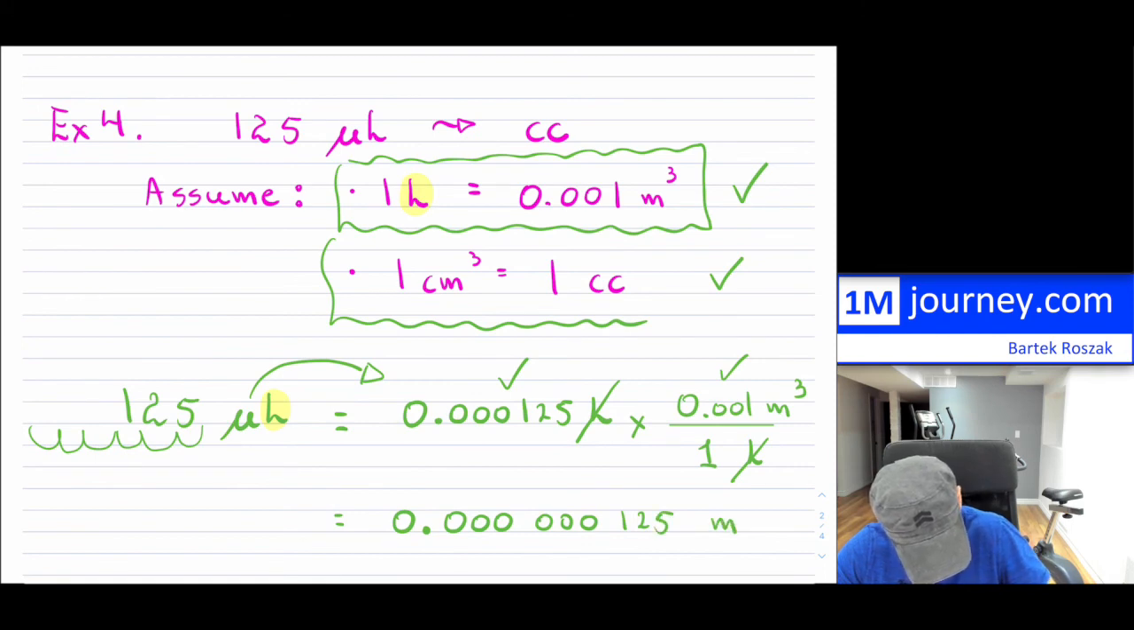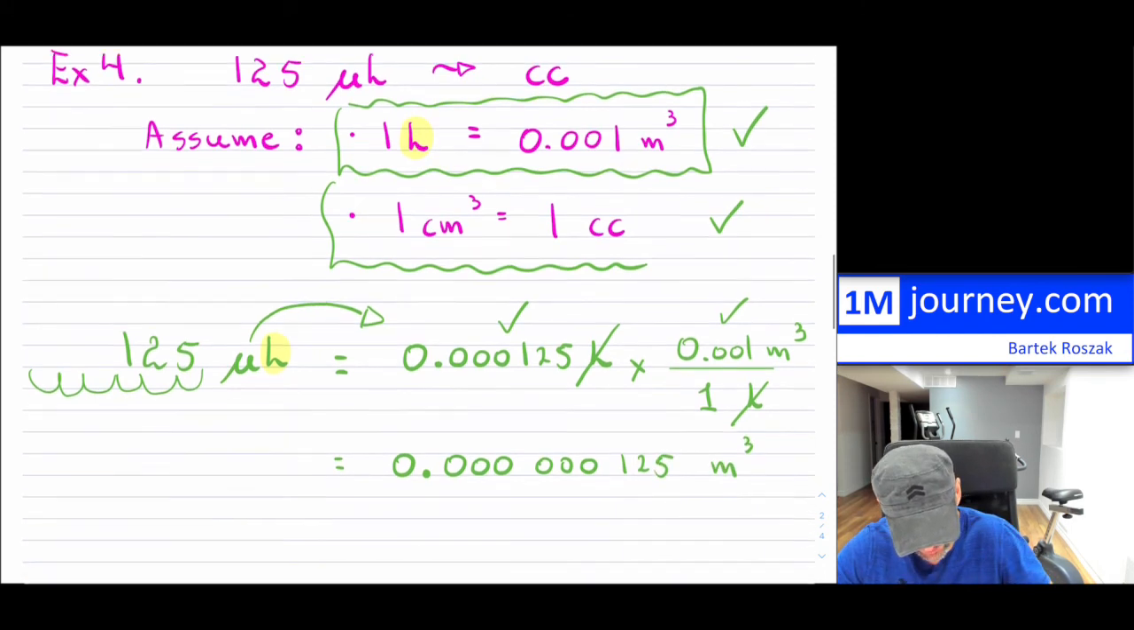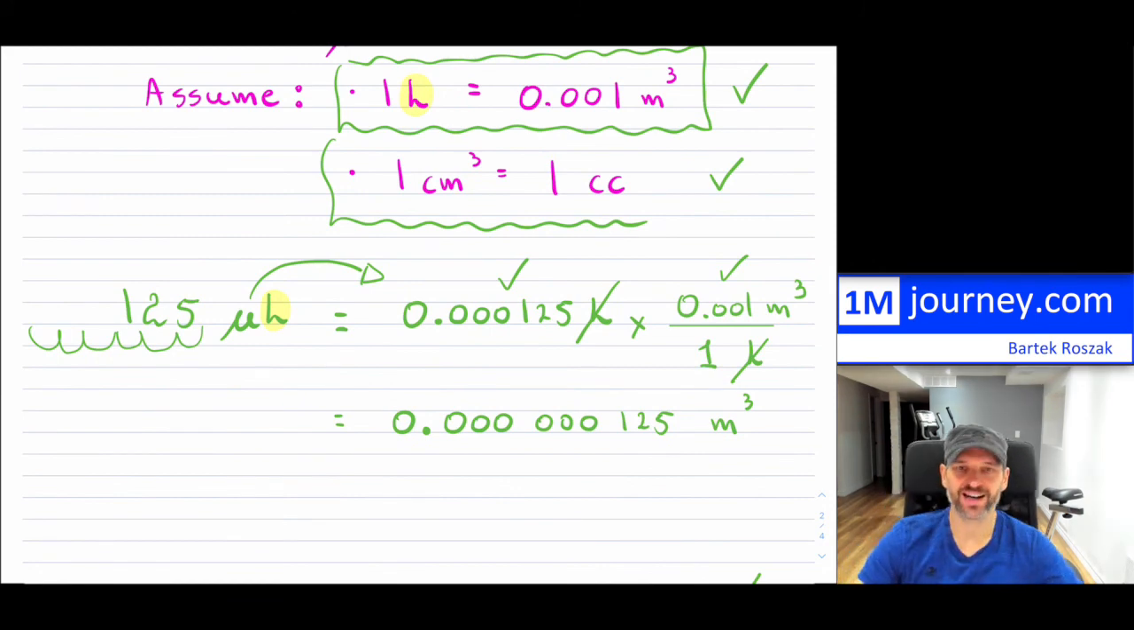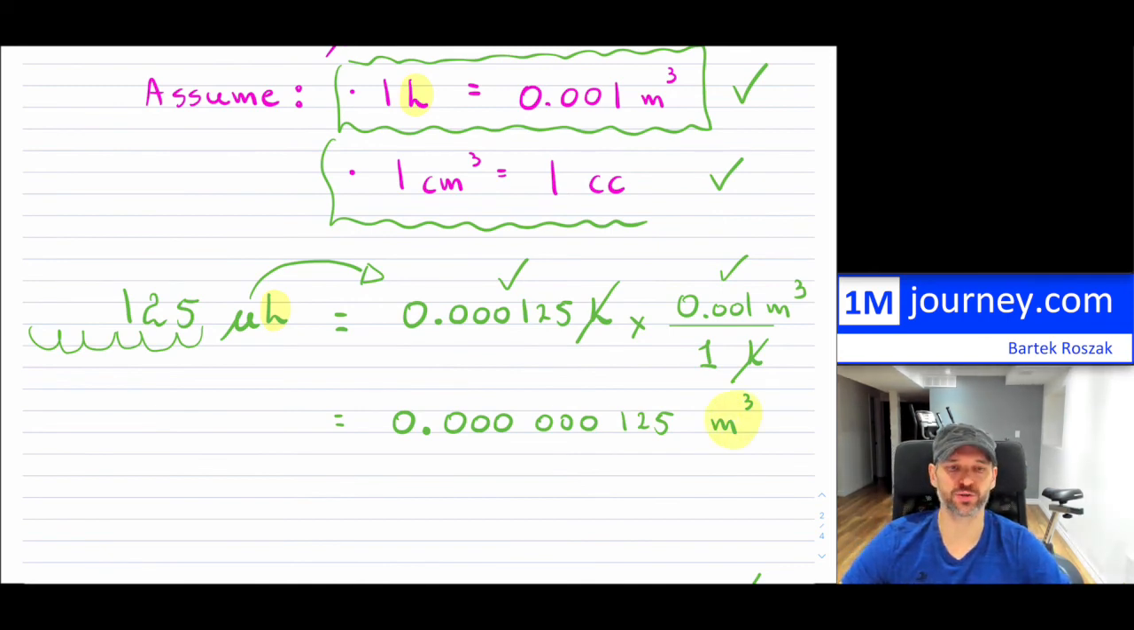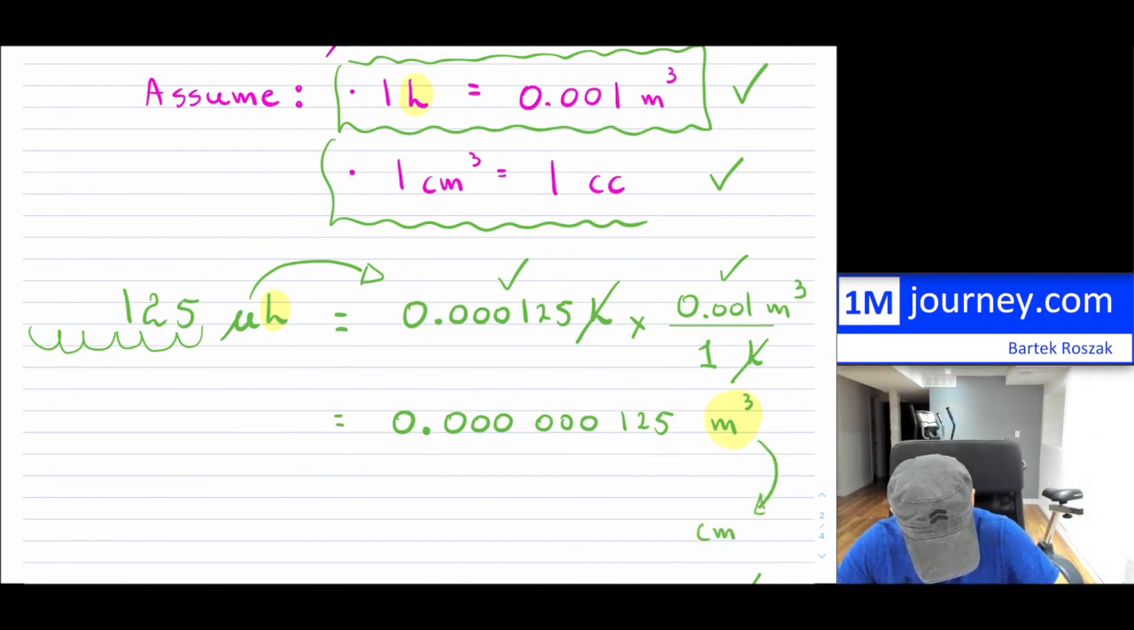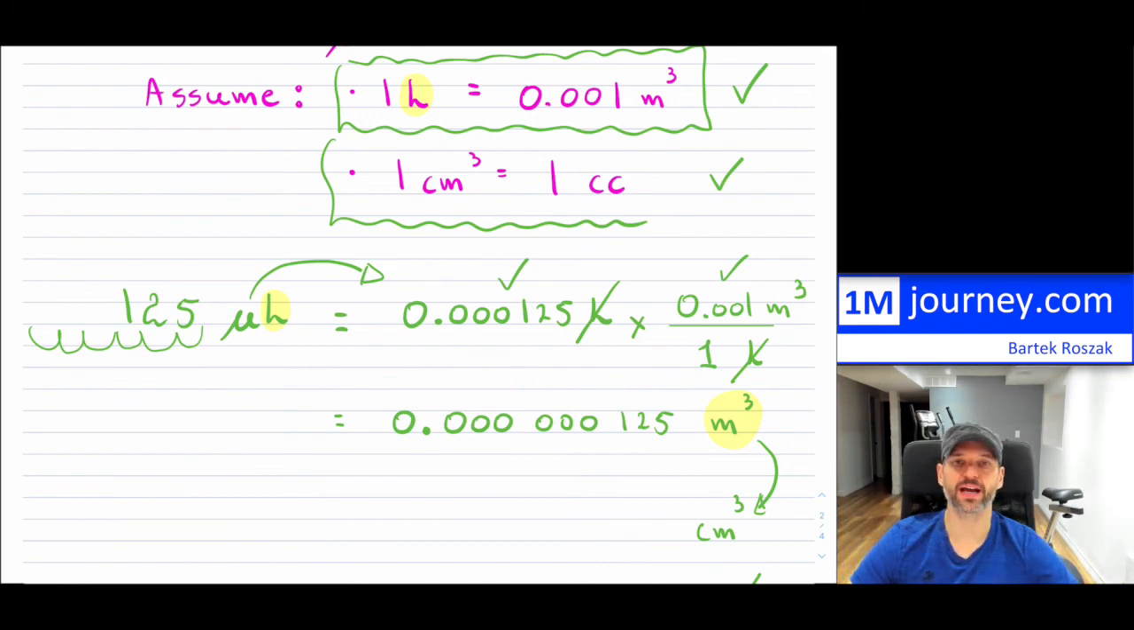If you don't trust me, you can look it up. You can also change it back to scientific notation if you want to, so you don't have to carry all of these decimal places. That's up to you. But now changing it back to centimeters cubed. Well, right now, what do I have it in? I have it in meters cubed. And I want to have it in centimeters cubed. So I have to go from here to centimeters cubed.